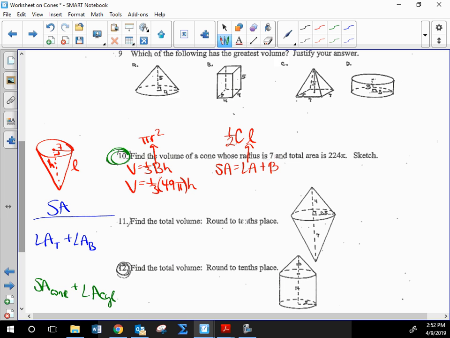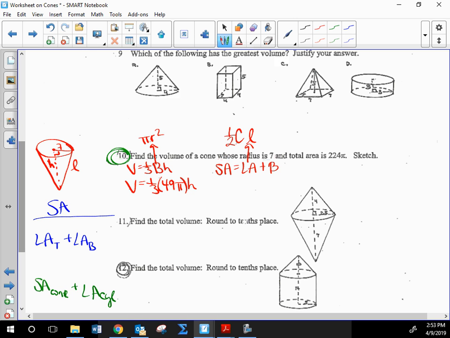Our volume formula is 1/3 area of our base times our height. Now they give us a radius of 7, so we can find our area of our base, 49 pi. Do I know my height? No. So we're kind of stuck here because there's two variables. So let's see what else they give us. They gave us our total surface area.